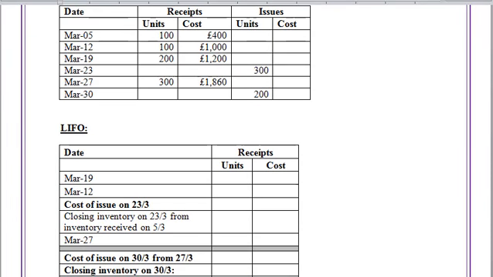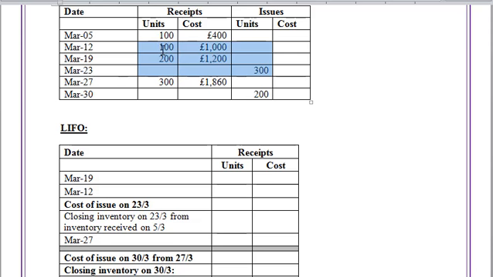Last in, first out means that if you have issued inventory on the 23rd of March, I want to identify what is the closest inventory that I received to this date. It will be the 19th of March. So we'll start with the issuing out from the cohort of items that you received on the 19th of March. You can see we received only 200, not enough. So I keep going upwards.